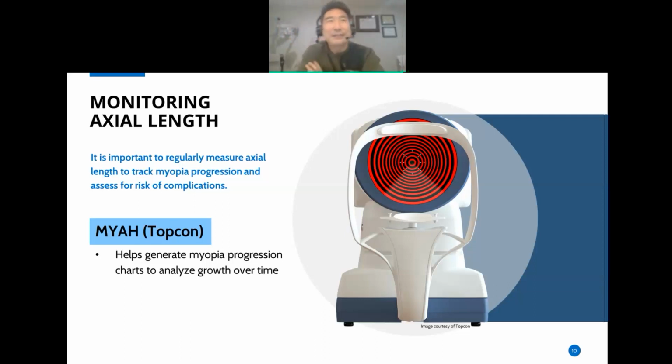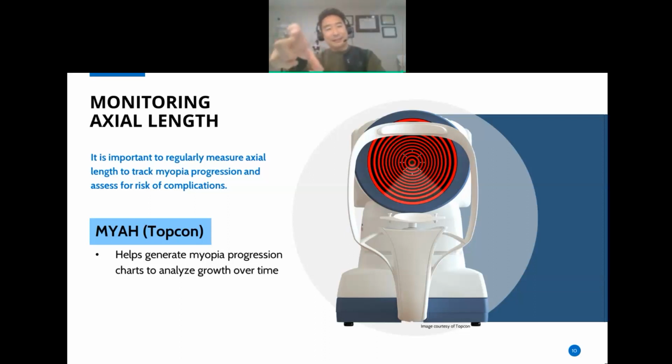Those equipments are usually about $5,000, but the data is not consistent at all, so it's not very accurate. You always want to make sure that it's repeatable, and you also want to make sure that it's accurate. So how we measure it is the Myah, which uses an interferometer to actually measure how long the eyeball is.